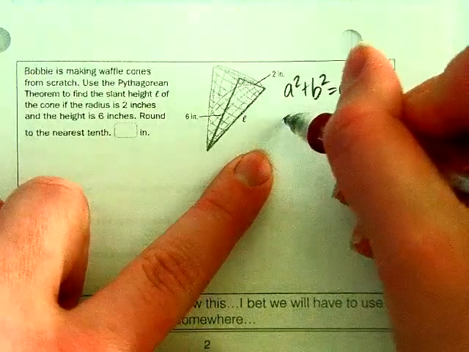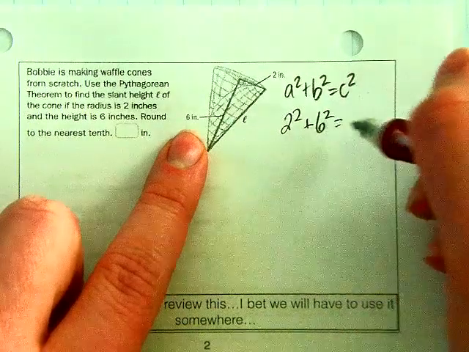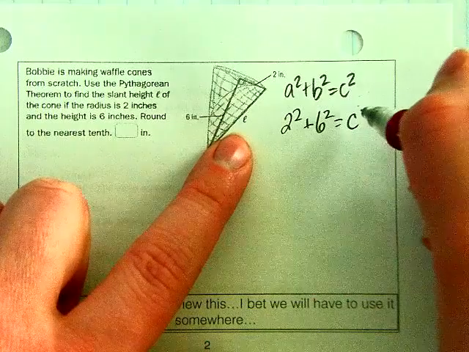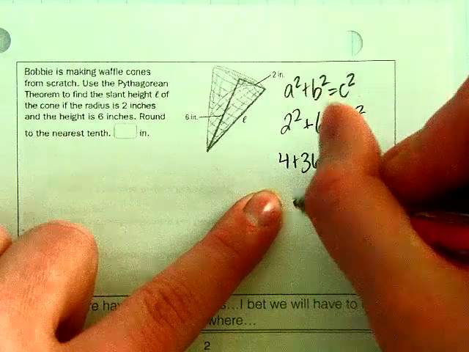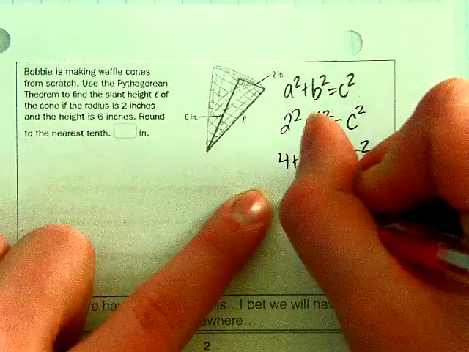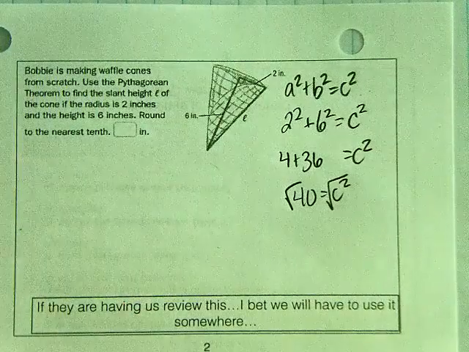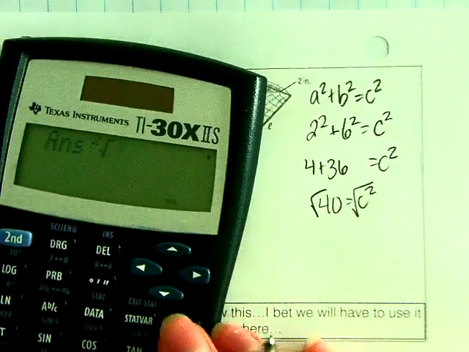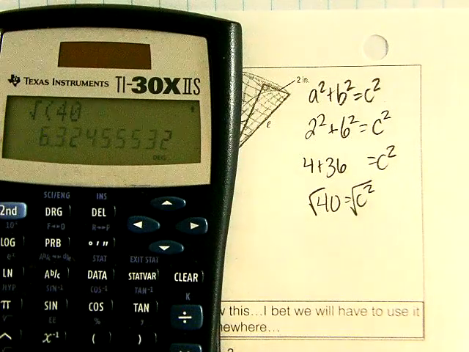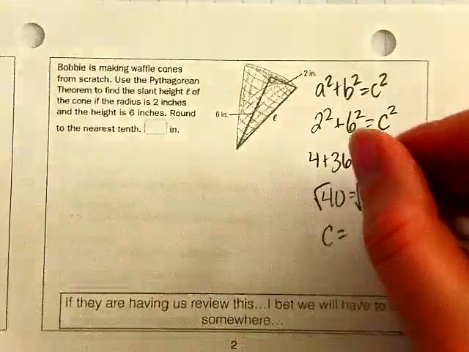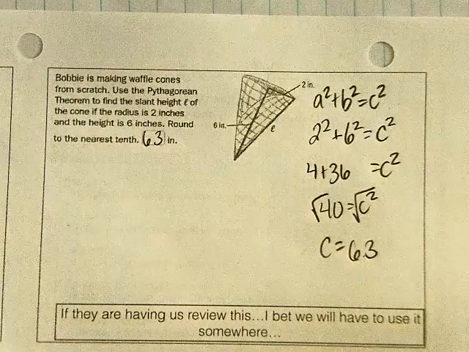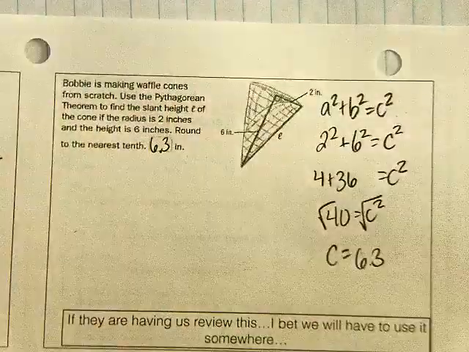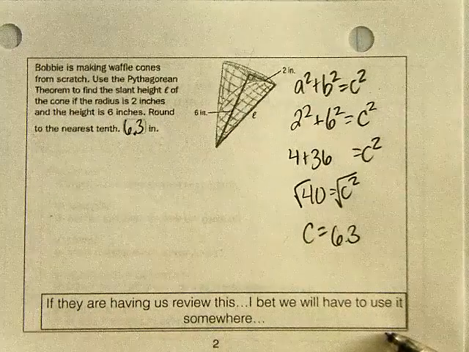Plugging in our two legs, 2 squared plus 6 squared is going to equal our hypotenuse, or our slant height, or L in this case. So 4 plus 36 equals c squared. 40 equals c squared. Take the square root of both sides, and we end up with something a little bit bigger than 6, because it's bigger than the square root of 36. 6.3, rounded to the nearest tenth. So 6.3 inches is about how long the slant height would be if it's 6 inches tall. So if they're having us review the Pythagorean theorem, I bet we're going to have to use it somewhere.